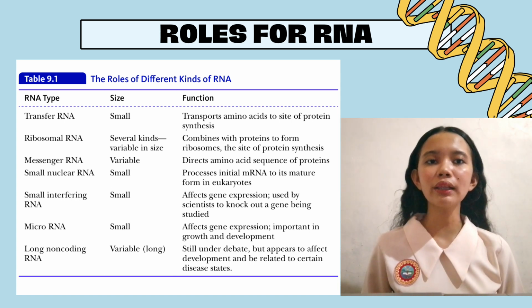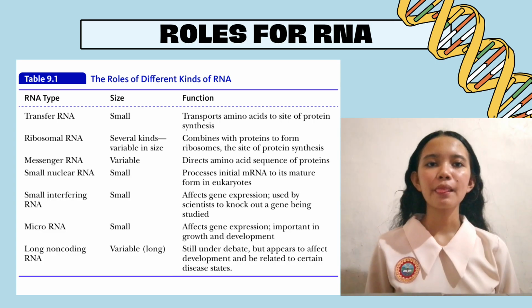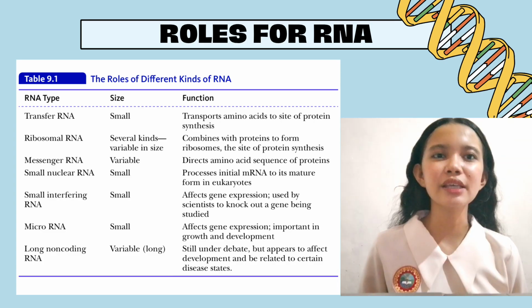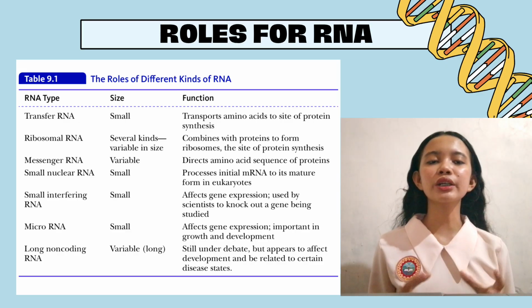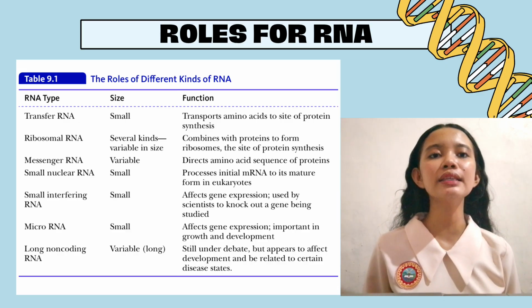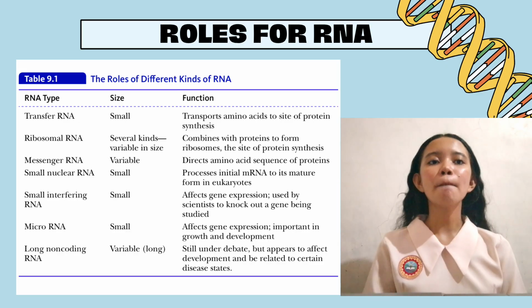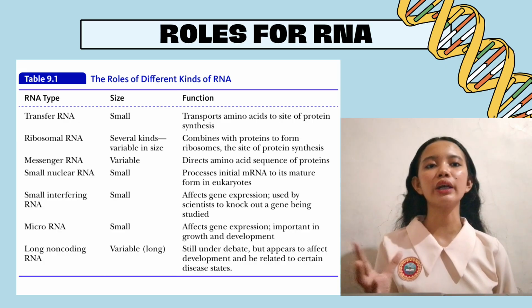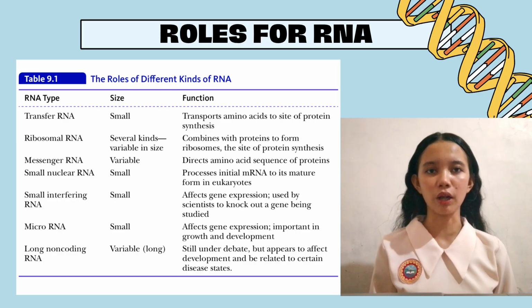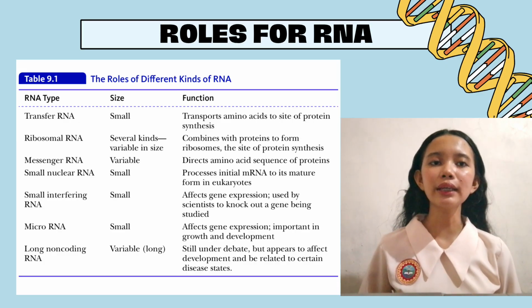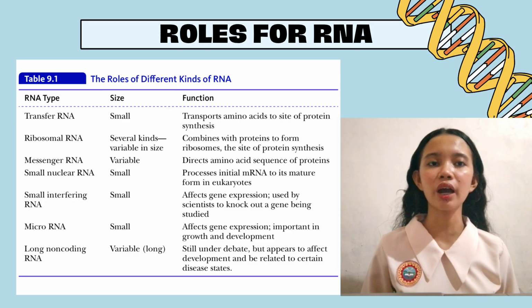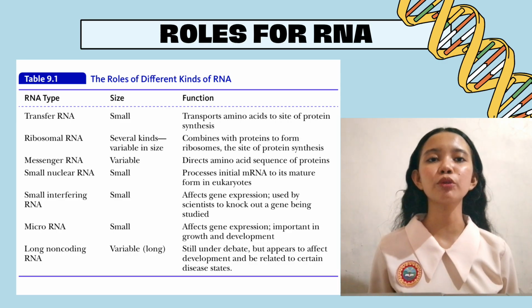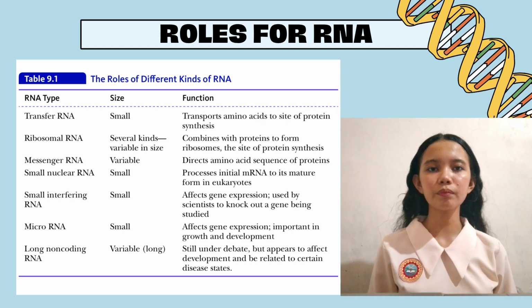Fifth is small interfering RNA. Small interfering RNA is a short double-stranded RNA molecule. It naturally occurs in cells and helps regulate genes by binding to complementary mRNA molecules. This binding leads to the degradation of the target messenger RNA, preventing them from producing a protein.